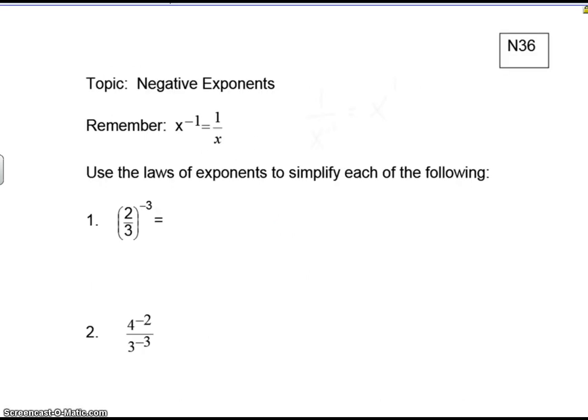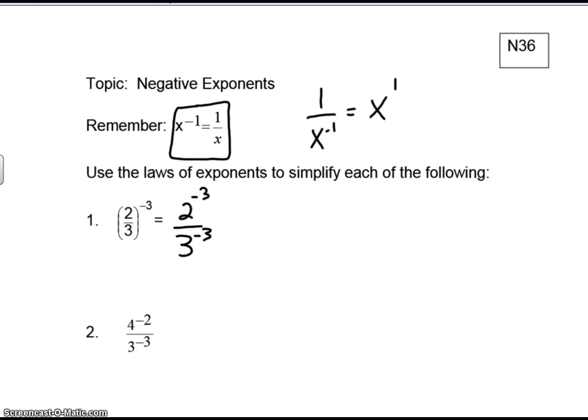Moving on to topic N36, negative exponents. We've already been talking about this, so just be reminded that x to the negative 1 is equal to 1 over x. But also, if you start off with 1 over x to the negative 1, that equals x to the 1st power.